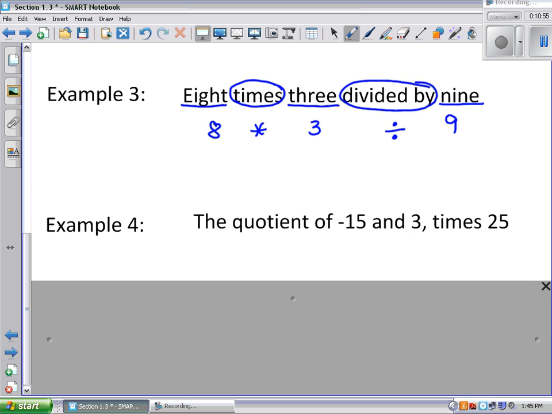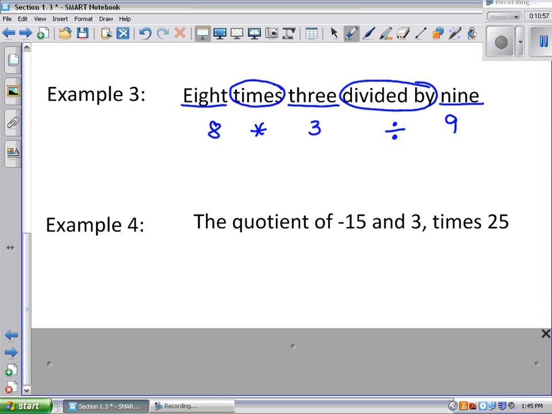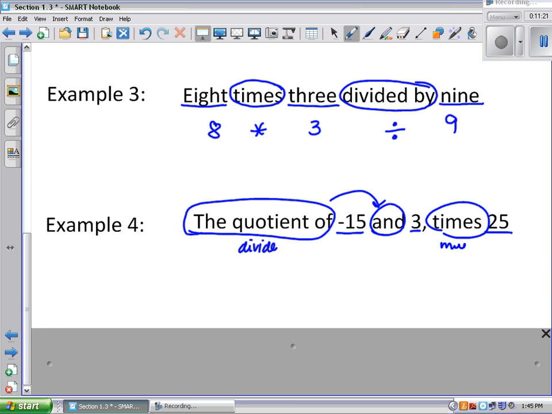In example 4, we have the quotient of negative 15 and 3, comma, times 25. So negative 15, 3, and 25, those are my numbers, my phrases. The quotient of, that tells me I'm going to divide, and I'm going to divide where the and sign is, and then times, this tells me to multiply. So I have negative 15 divided by 3 times 25.